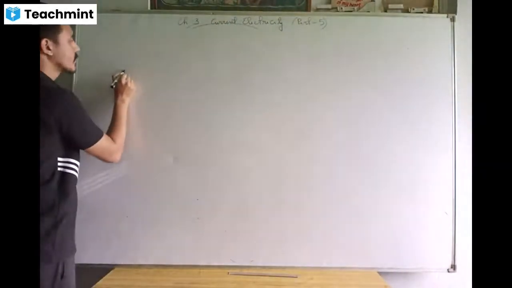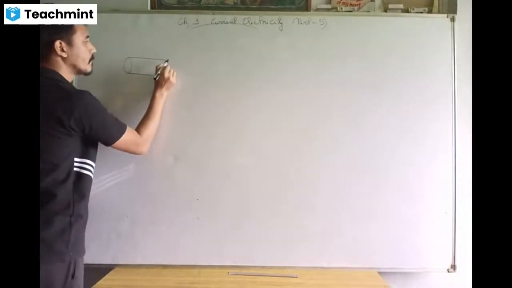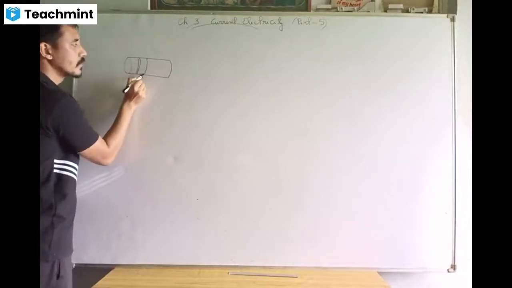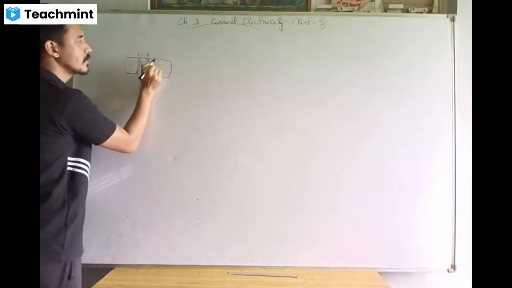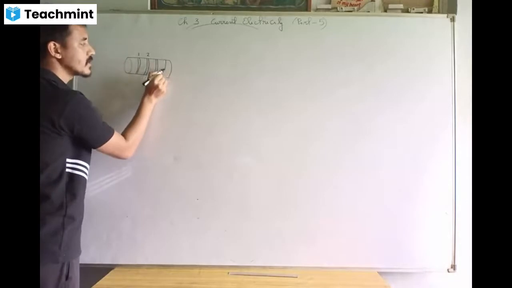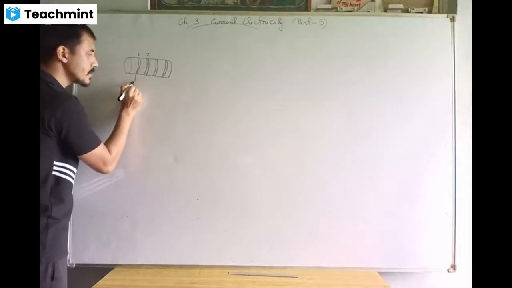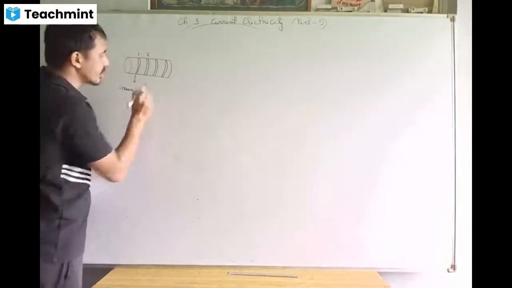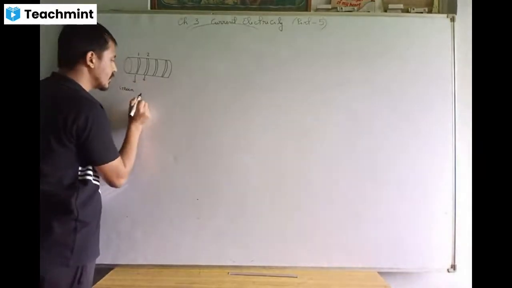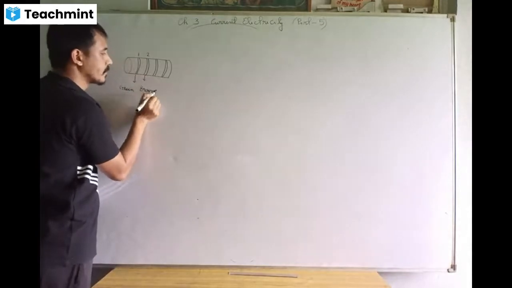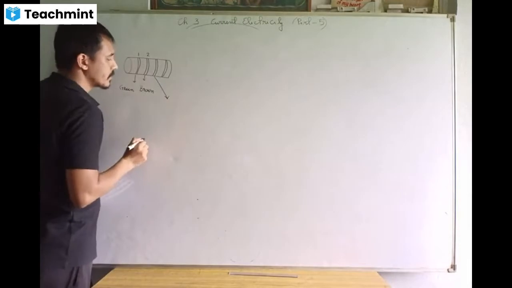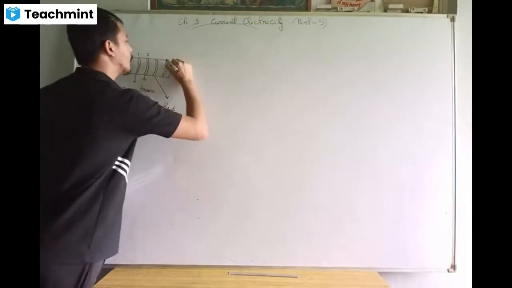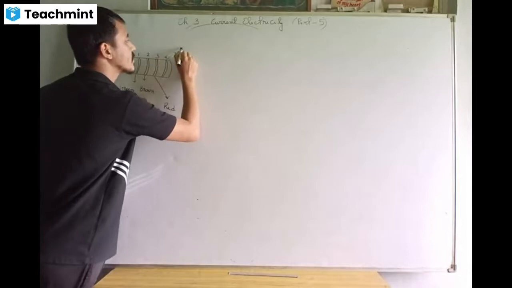So, suppose let me draw a carbon resistor here. Okay, four color bands. This is one, this is two, this is three, and this is four. Suppose the first colored band is green. The second colored band is brown. Your third colored band, suppose it is red. And your fourth colored band is silver.